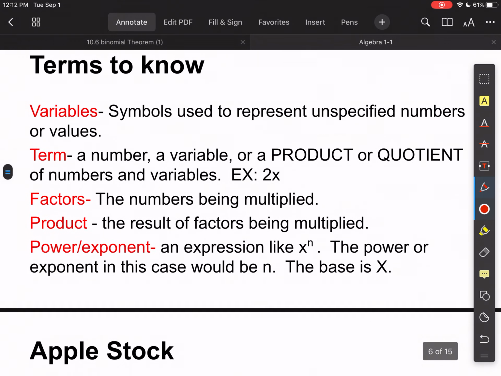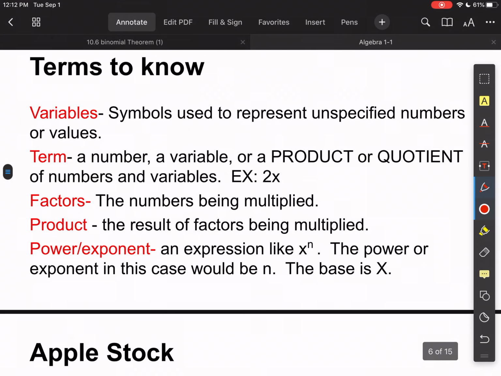Okay, moving on to terms that we need to know. These are all found in your textbook, but they're also right here. I encourage you to get those in your notes. Variables are symbols used to represent unspecified numbers or values. Again, they're variable, so they can change. We talked about that. A term is a number, a variable, or a product or quotient of numbers and variables.